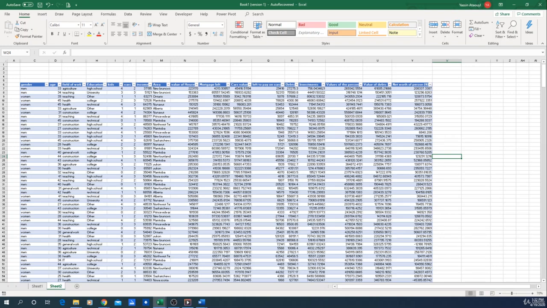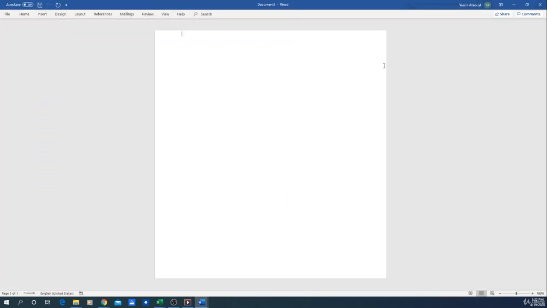So let's start. The first thing I want you guys to do is open up a Word document, since in this class we only want to write down what exactly will be our goals for this data analysis.